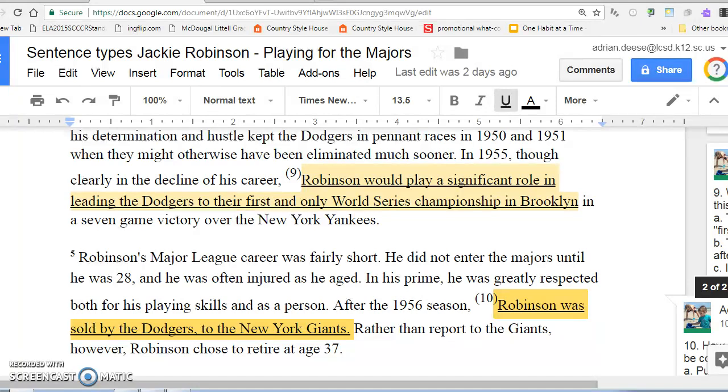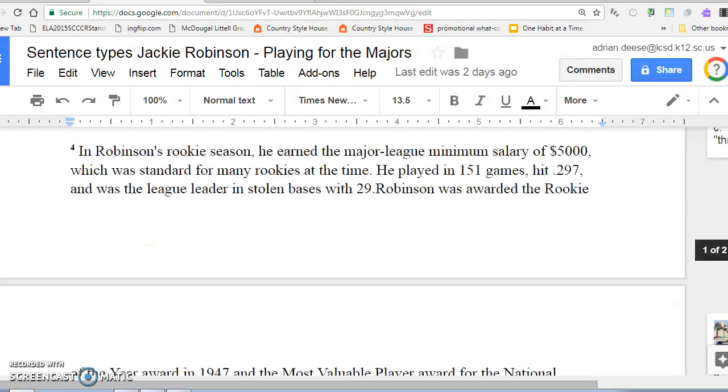Robinson's major league career was fairly short. He did not enter the majors until he was 28, and he was often injured as he aged. In his prime, he was greatly respected both for his playing skills and as a person. After the 1956 season, Robinson was sold by the Dodgers to the New York Giants. Rather than report to the Giants, however, Robinson chose to retire at age 37.